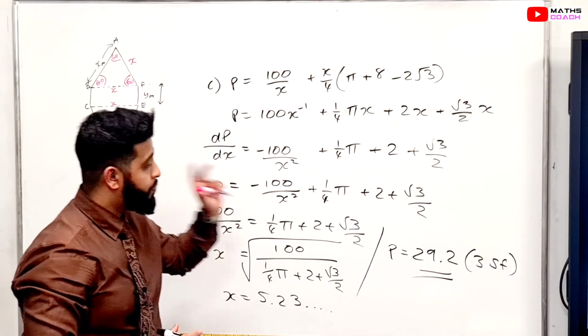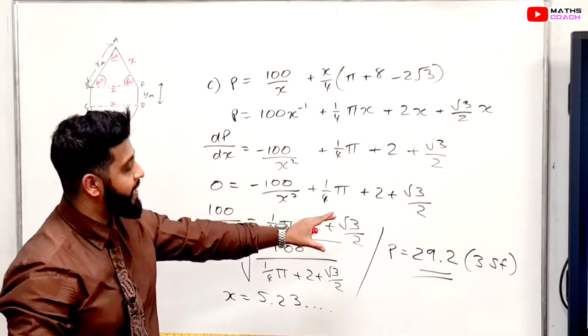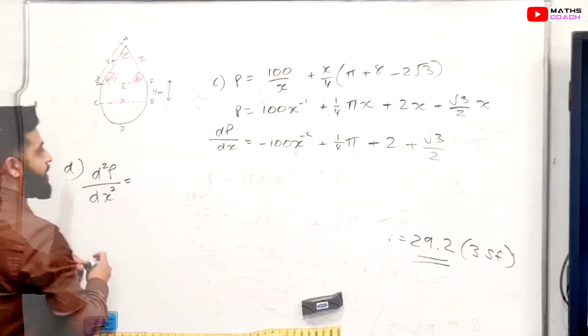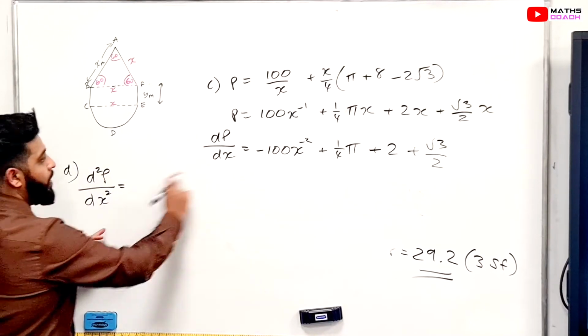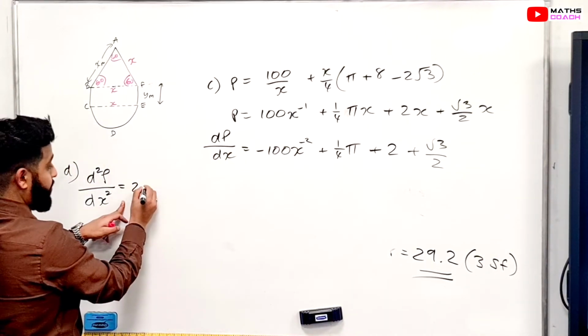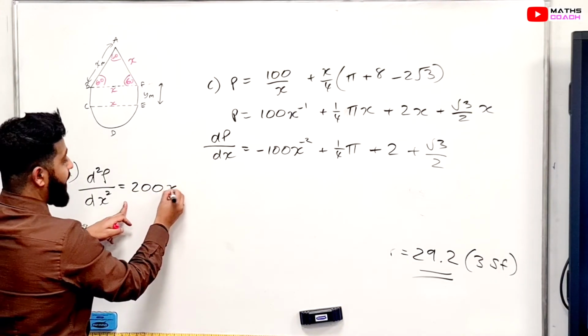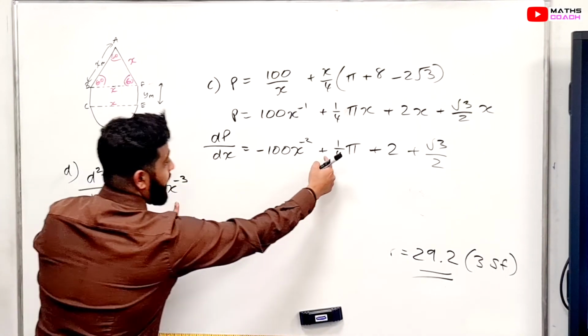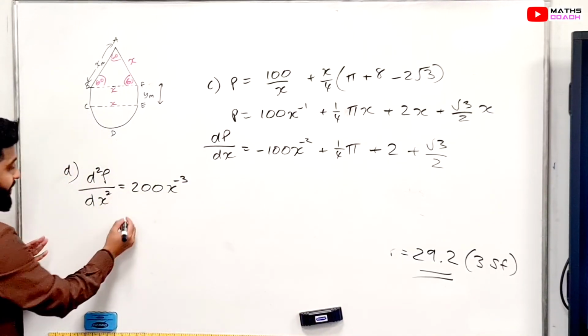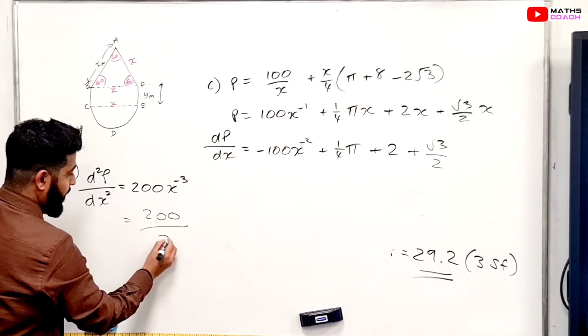Finally, you want to prove that this is indeed a minimum point by finding the second differentiation. So we are differentiating now all of this. So the minus 2 will come down here, giving us a positive 200 x to the minus 3. Now, all of these are constants, so they all disappear. This is all you have left. So this is 200 over x cubed.